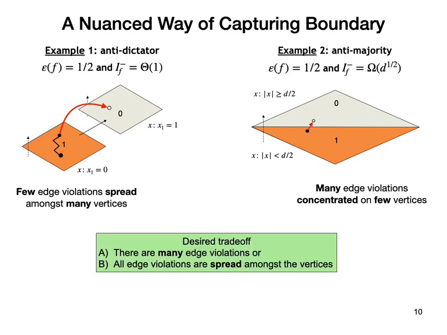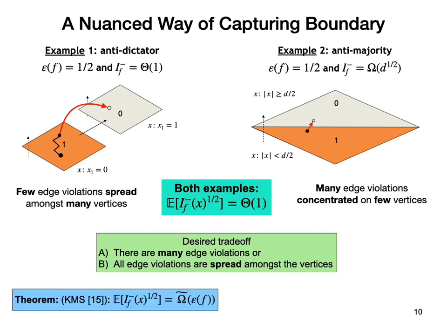So this is the trade-off that we would like to capture. One way to do this is to look at this quantity, which is the average square root of the negative influence of a point. This might seem quite esoteric, but in both of these examples, this quantity is Theta(1). And amazingly, Kaufman and Safra were able to prove that this quantity is always Omega of the distance to monotonicity. Using this inequality, they obtained a square root D query tester.